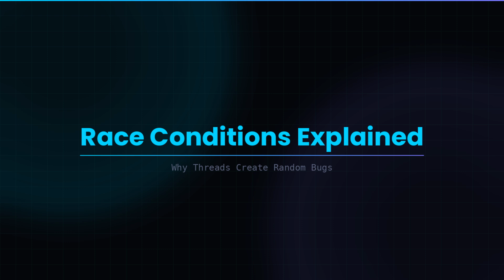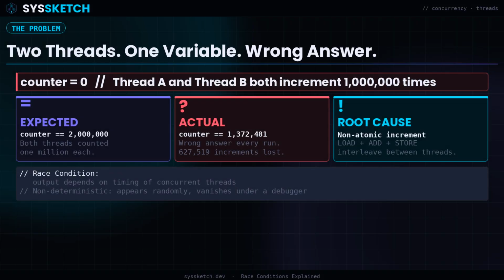Invisible under a debugger. In this video we are going to build a complete mental model, from the broken instruction sequence all the way to the production fix. Here is the scenario. Counter equals 0, thread A and thread B both execute counter++ 1 million times. The expected result is 2 million. The actual result is somewhere between 1 million and 2 million and it changes every run. Something is silently discarding increments and you have no idea which ones or when.